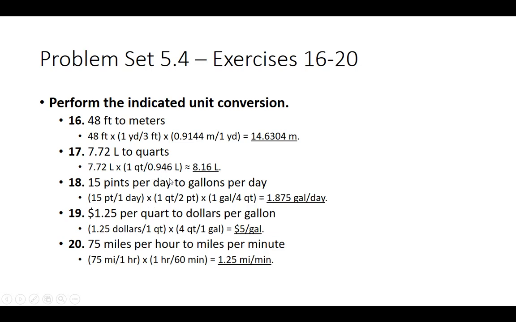We need to set it up with liters on the bottom to cancel liters away, quarts on top to be our new units. 7.72 times 1 divided by 0.946 gives us approximately 8.16 quarts. The reason number 16 was exact and number 17 was approximate has to do with the fact that the meters to yards conversion was an exact value, but the quarts to liters conversion was an approximate value.